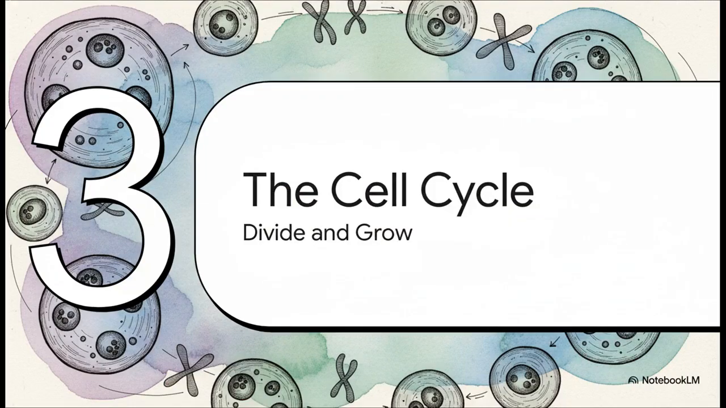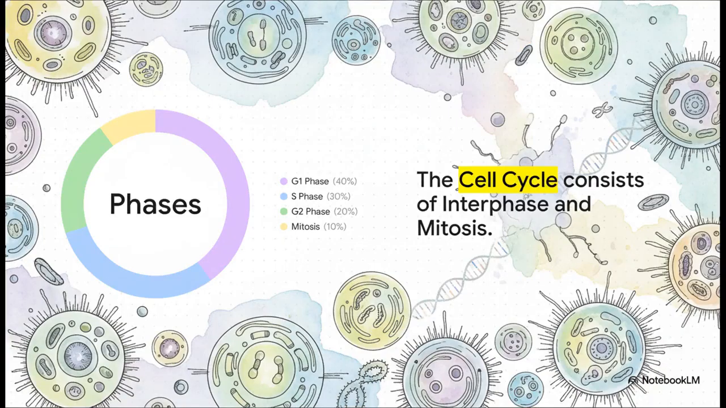Section 3, the cell cycle. Divide, grow, and redivide. Now that we know why this happens, let's take a look at how. Cells don't just randomly decide to split one day. They follow a highly organized, predictable series of events known as the cell cycle. And we really need to shatter a major myth right now.